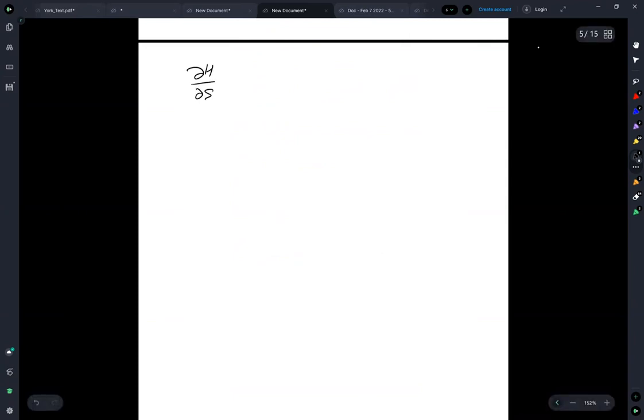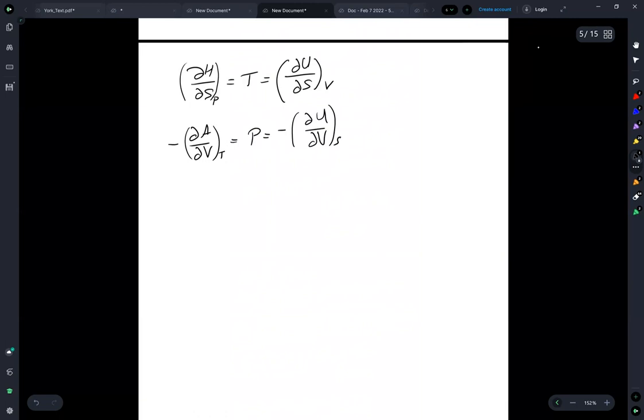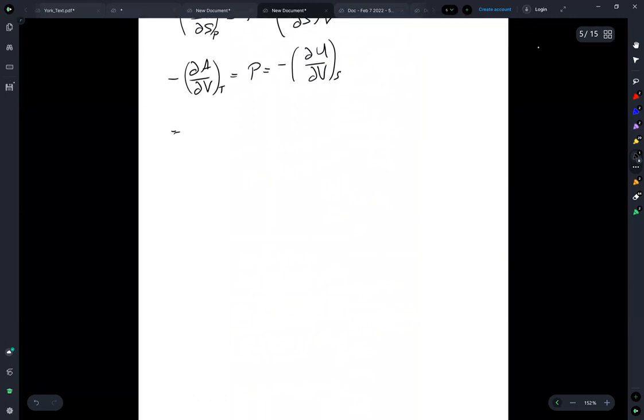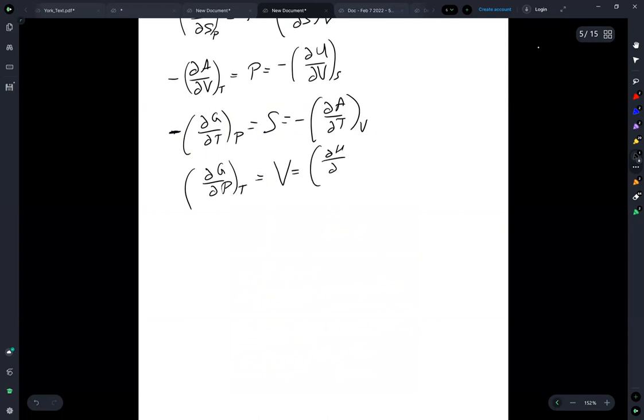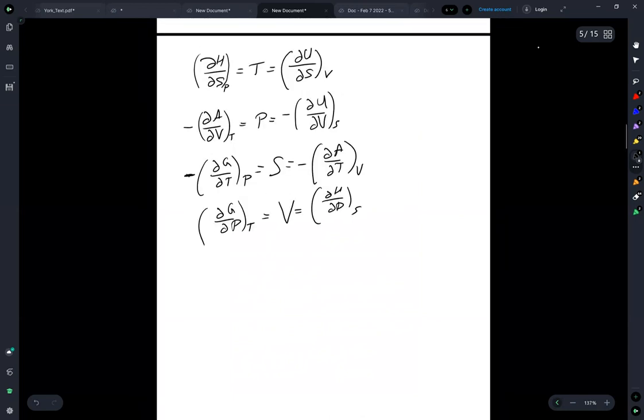So we have dH by dS at constant P is equal to T is equal to dU by dS at constant V; minus dA by dV at constant T is equal to P is equal to minus dU by dV at constant S; minus dG by dT at constant P is equal to S is equal to minus dA by dT at constant V; dG by dP at constant T is equal to V is equal to dH by dP at constant S. Right, and then these give us, I guess, a set of gymnastics to be able to move back and forth between these potentials.